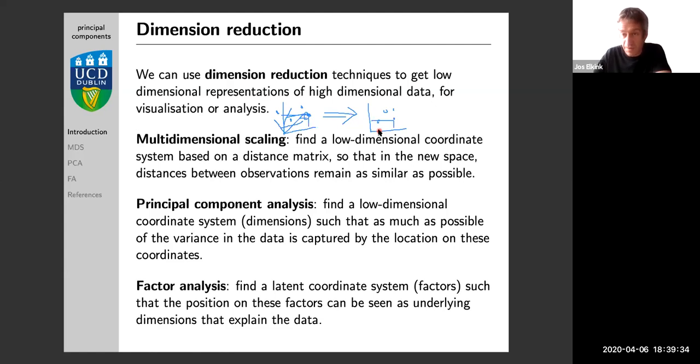So all three methods, whether you try to preserve the distances, or you preserve the variance, or you preserve the covariance, the correlation, in all these cases, these are methods to try to find the optimal way to go from high dimensional to low dimensional without losing too much of the information that is considered the more important information.